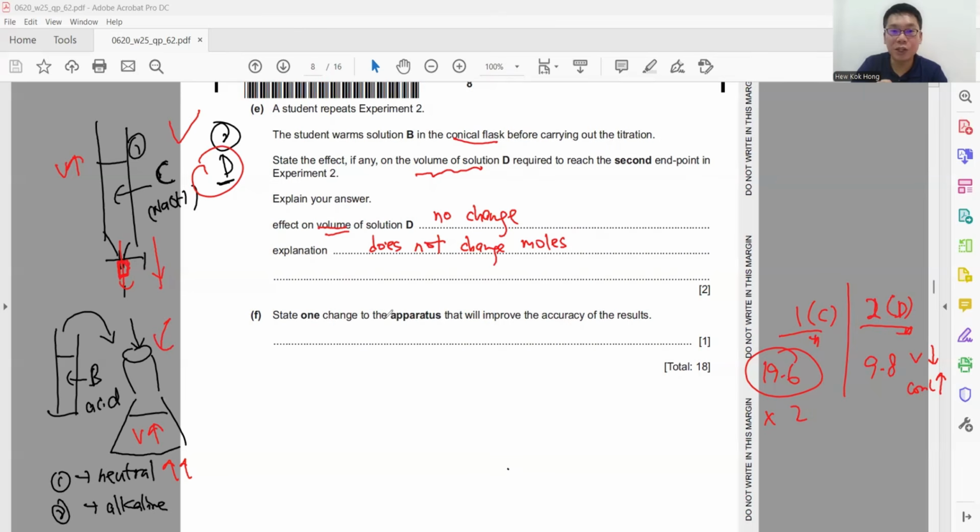F. State one change to the apparatus that will improve the accuracy of the result. When talking about accuracy, we do not use a measuring cylinder. We can use a volumetric pipette.